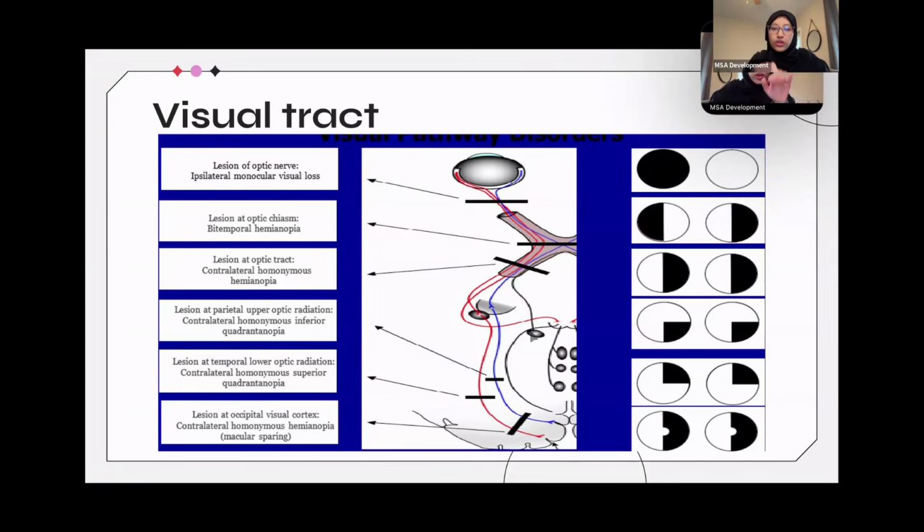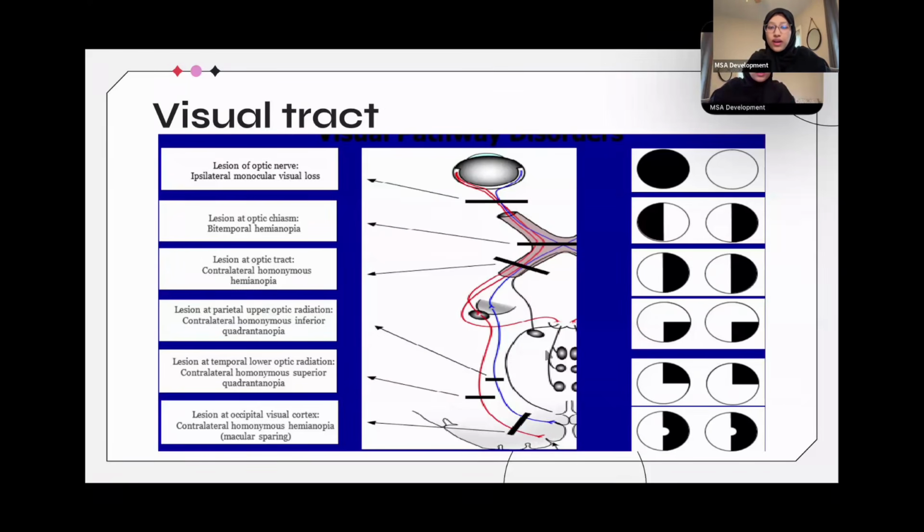Okay. What about, let's say, it now branches off into two nerves. One goes up, one goes down. The up one goes through the parietal upper radiation. The other one is the lower temporal. So the temporal lobe sits lower, right? So it's lower. But what does it affect? It affects the opposite vision.